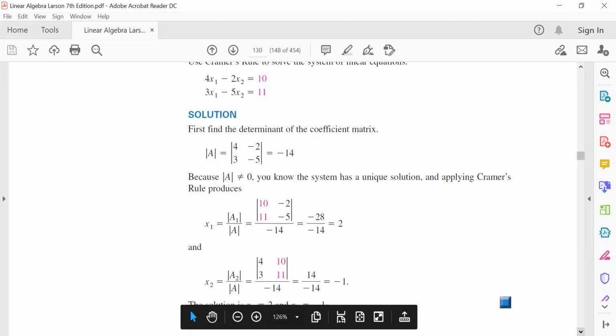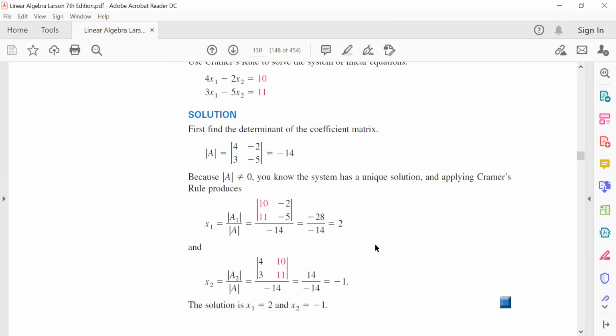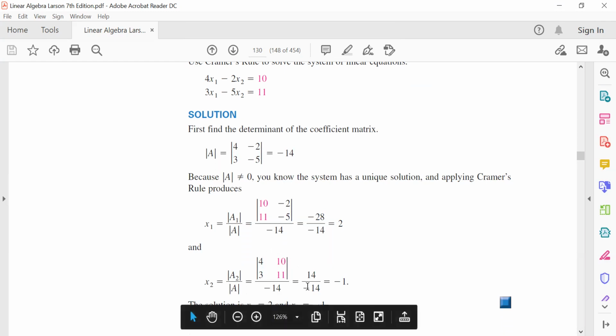Now, for the y variable, we take our coefficient matrix, but we replace the y column with the constants 10 and 11, and we actually get positive. This determinant comes out to be positive 14 divided by that same negative 14, and that's negative 1.